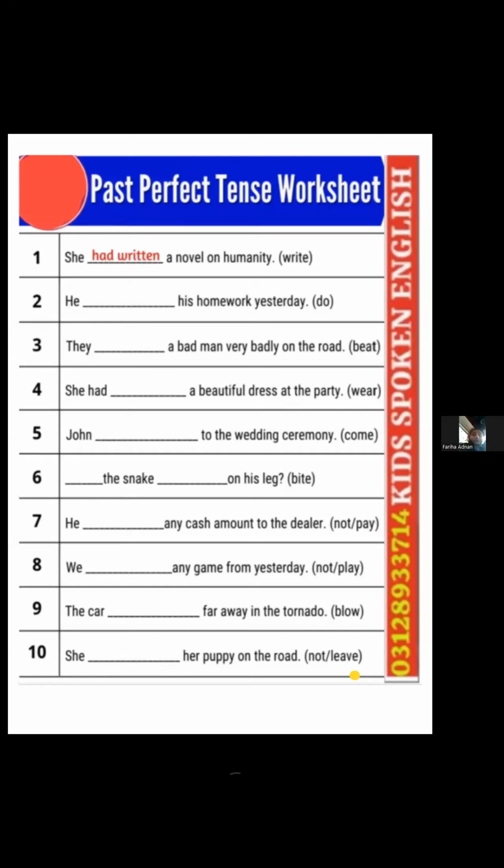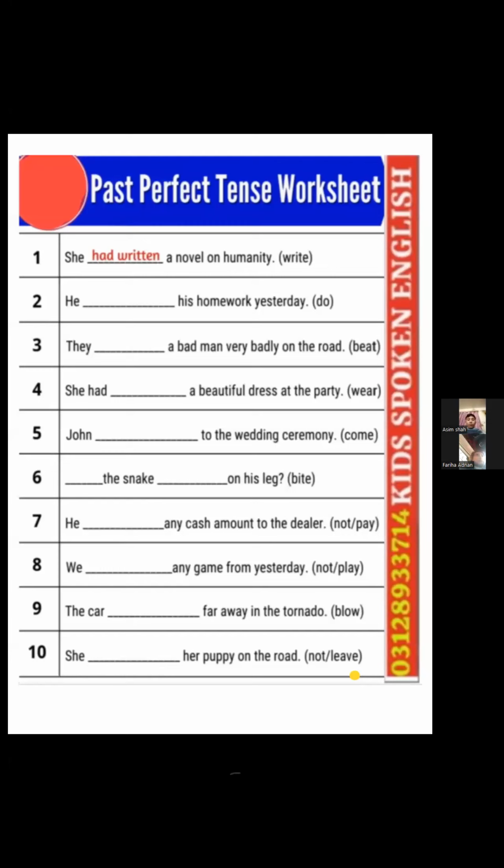The topic is the subject tense worksheet, okay? So, dear students, you have to make sentences. So, Muhammad Umar, kindly unmute yourself. Yes, Muhammad Umar, kindly unmute yourself, beta. I think, dear students, am I audible to all of you or not? Yes, ma'am.